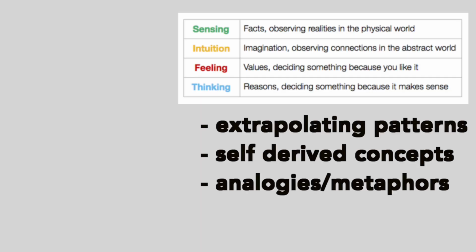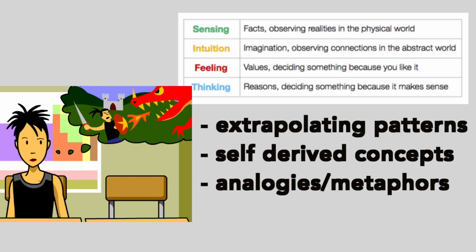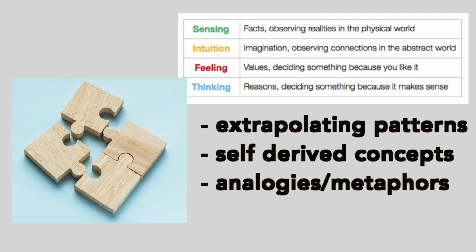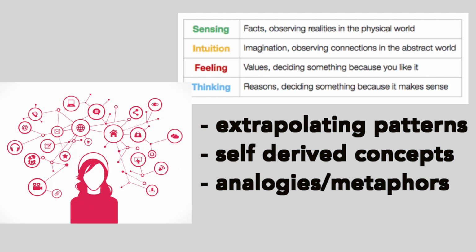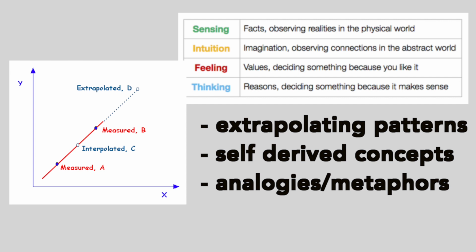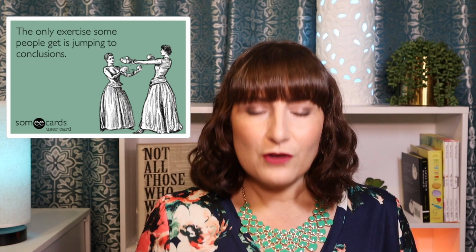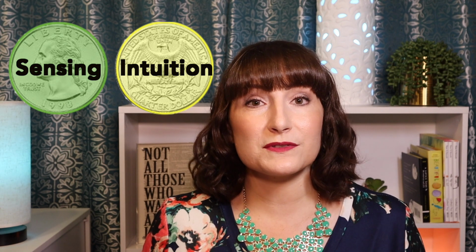The definition of intuition is your imagination, observing the connections in the abstract world. In my example, it would be extrapolating the patterns that you're seeing from the raw data. It also includes patterns. These are all things that come together to form intuition. The hope is that we become balanced in using both of those observations in order to help us make decisions. So the second set we have is thinking and feeling.